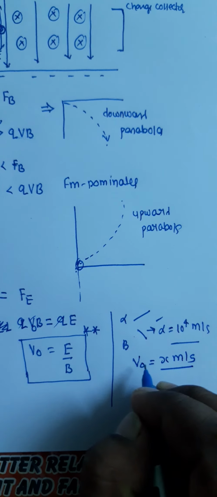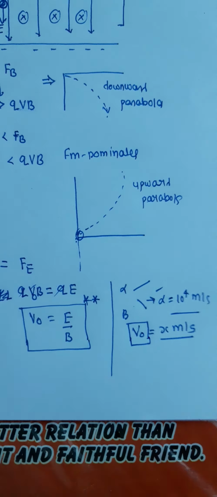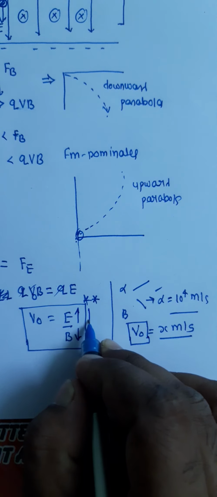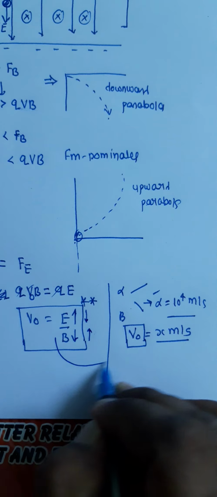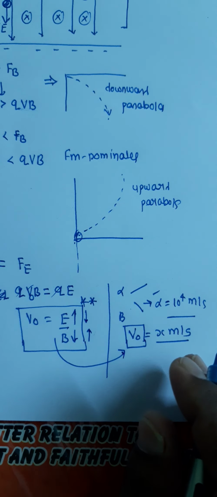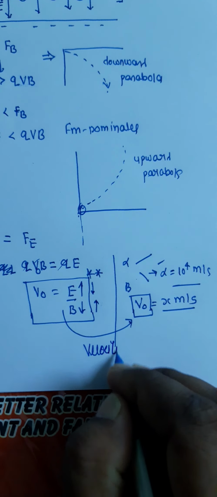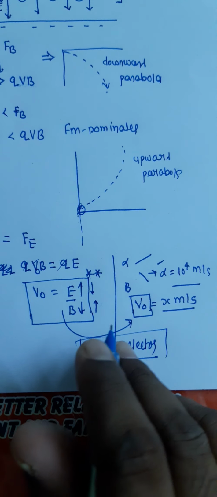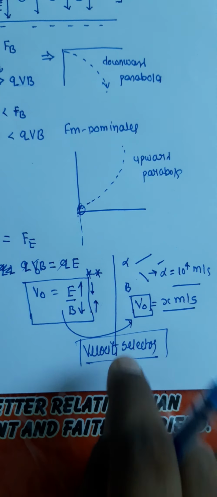So this velocity is known to me, and I am going to do something with this. I will increase or decrease E or B so that the ratio comes out equal to this velocity, and that is known as a velocity selector. This thing we call the velocity selector.